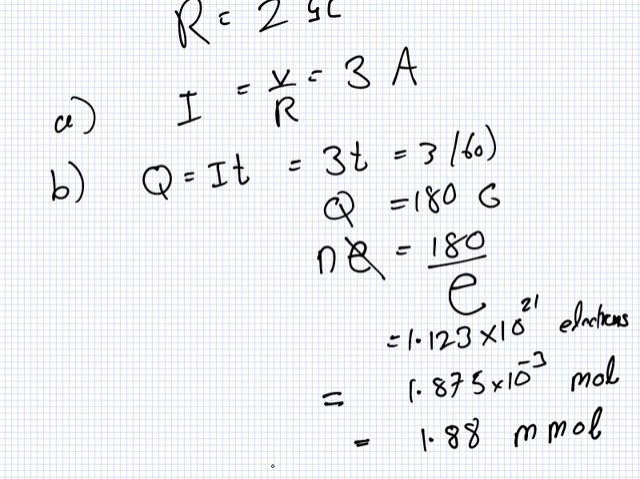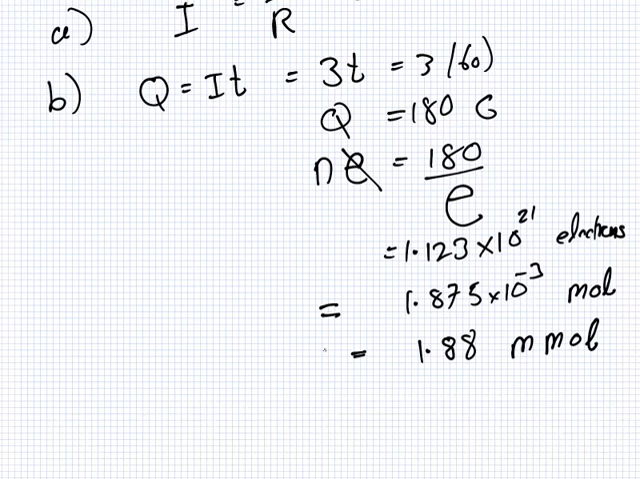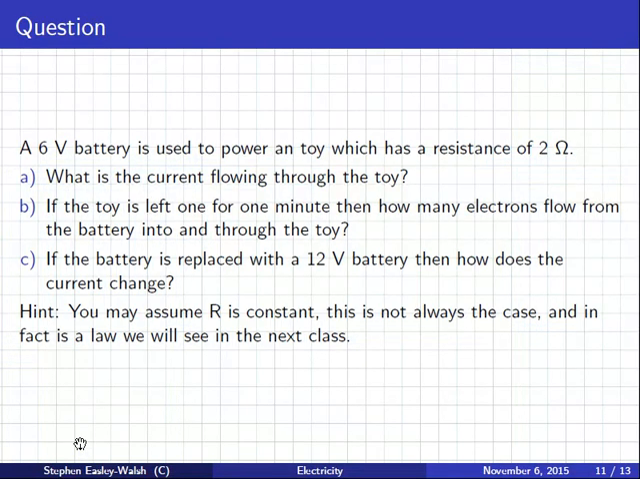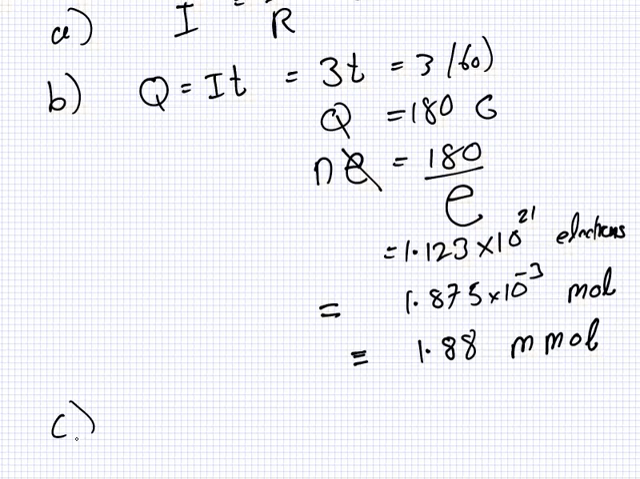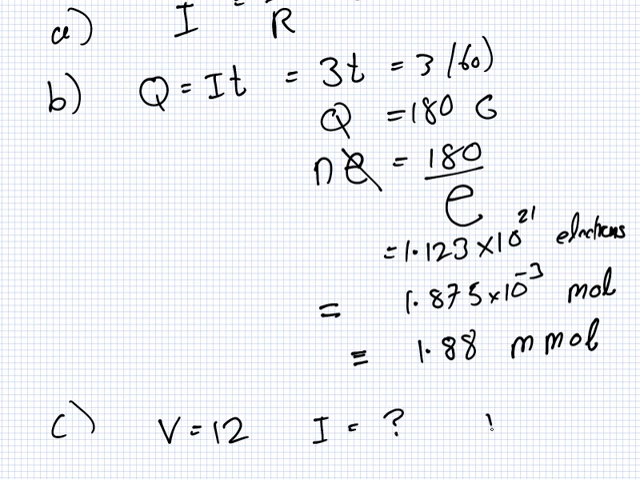Continue. Lee, continue. We have this. C. If the battery is replaced with 12 volts, then how does the current change? So, V is 12. I, we don't know. And R, we don't know.